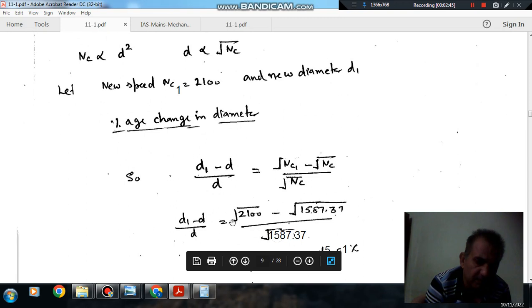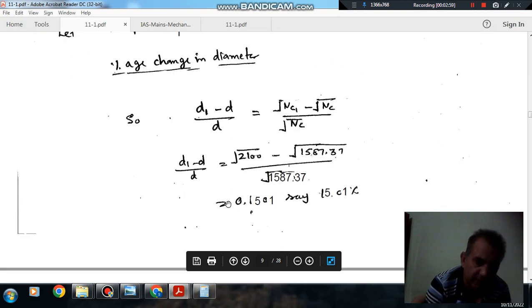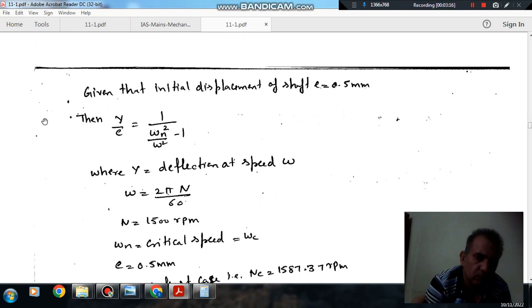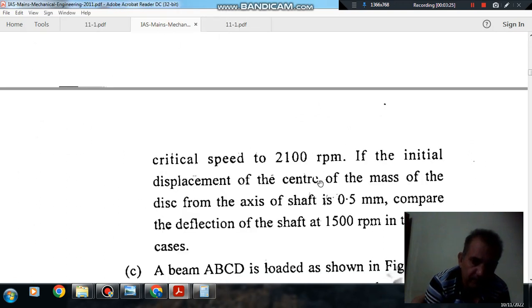D1 is proportional to root Nc1, and D is proportional to root Nc. So (D1 minus D) by D is root 2100 minus root 1587.37, divided by root 1587.37. Putting these values, we get (D1 minus D) by D as 0.1501, or 15.01%. The percentage change in diameter is 15.01% when the critical speed is changed from 1587.37 to 2100.